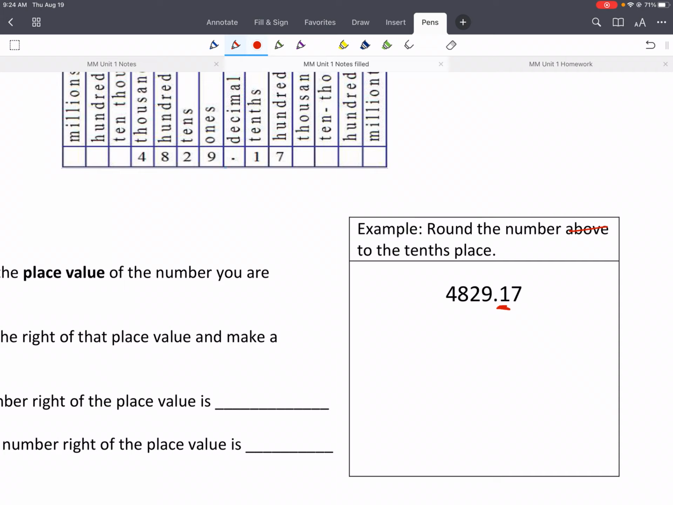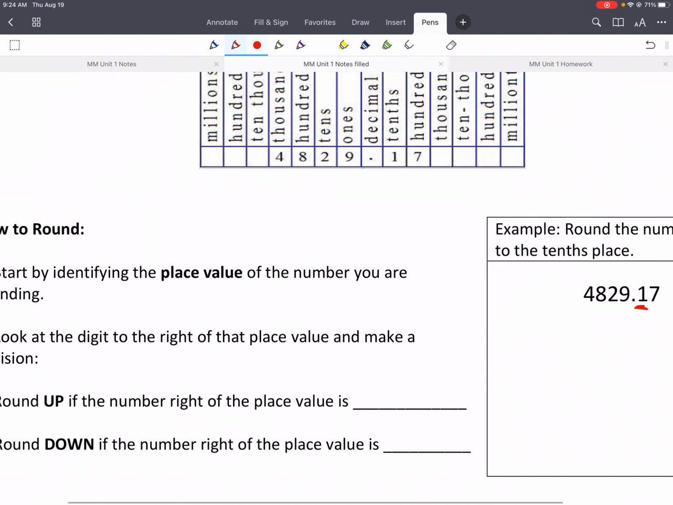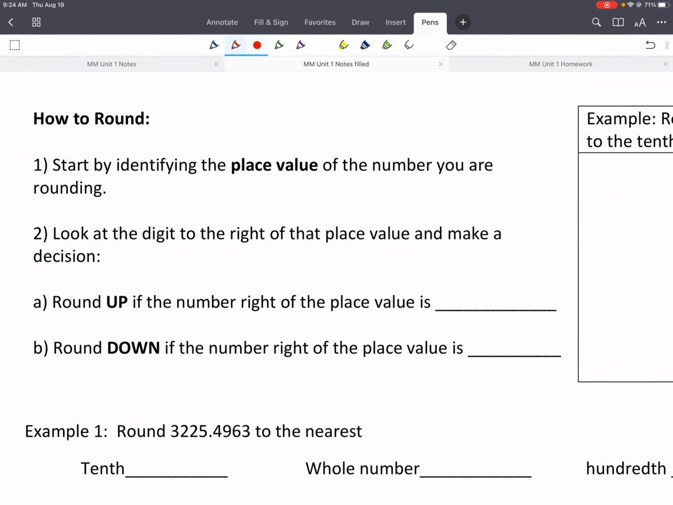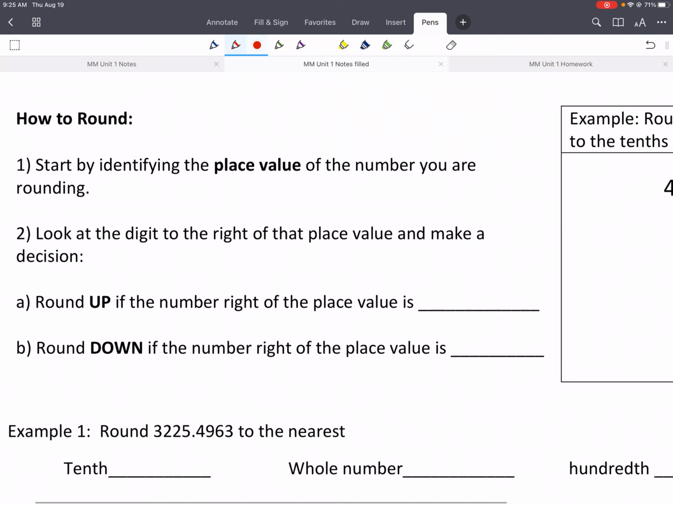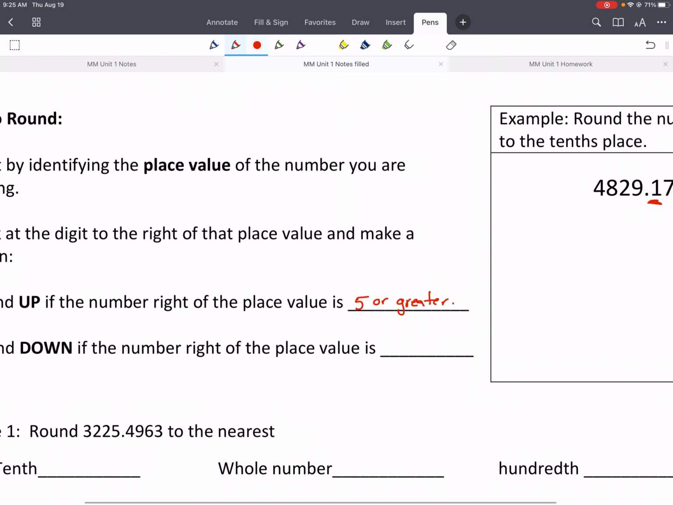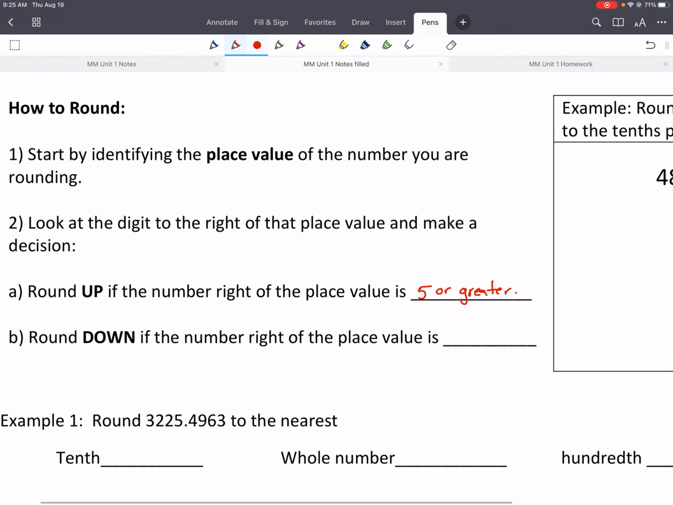So either we're going to round up or we're going to round down. Here's how we can remember this: we're going to round up if the number to the right of the place value is 5 or greater. So if we look to the right and it's a 5, we round up. If it's a 6, we round up. If it's a 7, we round up. We're going to round down if the number to the right of the place value is less than 5.